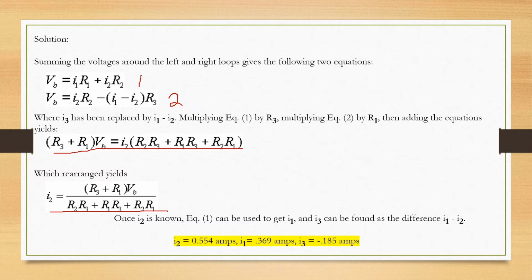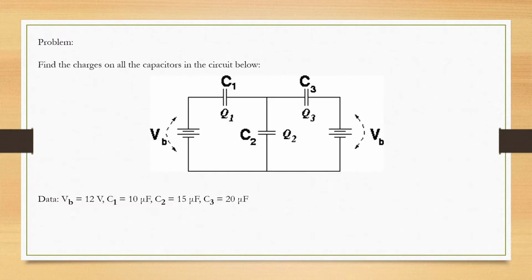The answer of this solution would be I2 is equal to 0.554 amps, I1 is equal to 0.369 amps, I3 is equal to negative 0.185 amps. The second problem.